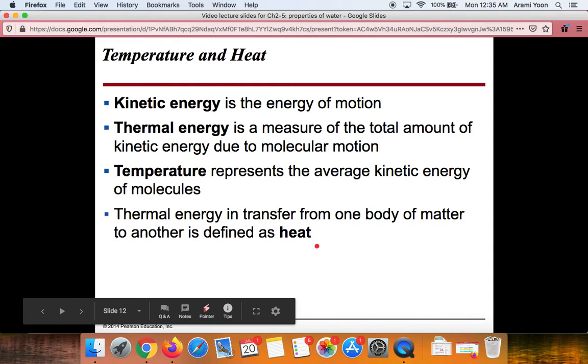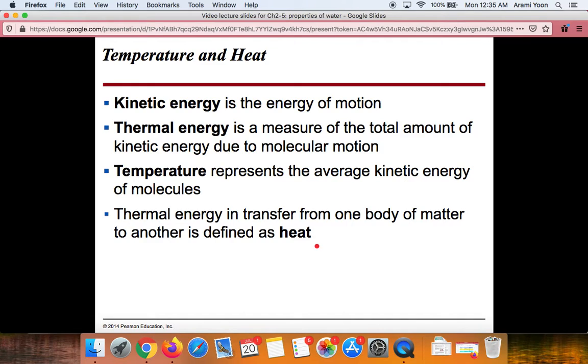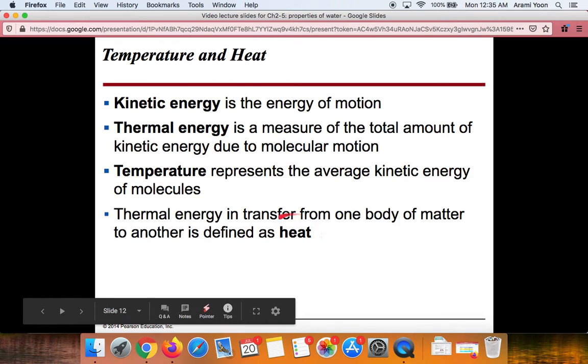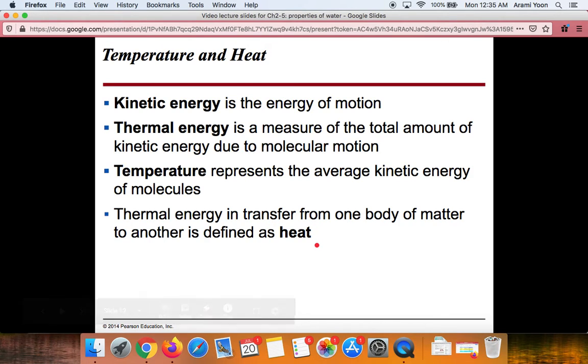I know that was kind of complex, and this is a physics concept that is applicable to biology. Do you need to understand the physics and the chemistry that underlies this? No. What you do need to understand is that heat can be transferred from one body of water to another, or from one organism that has water to some other environment.